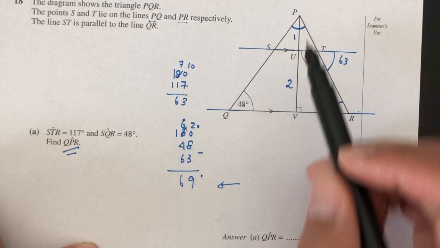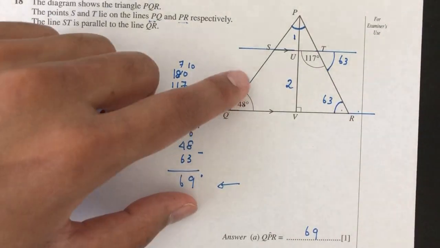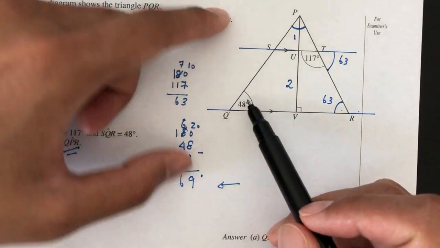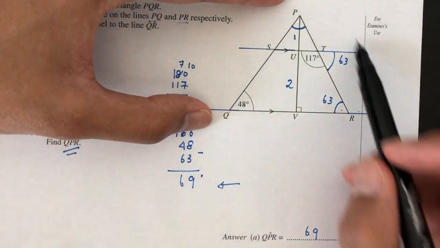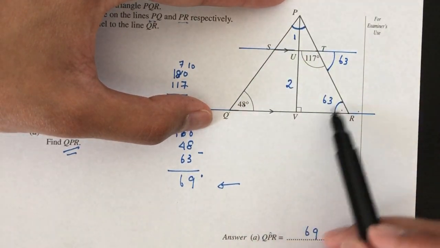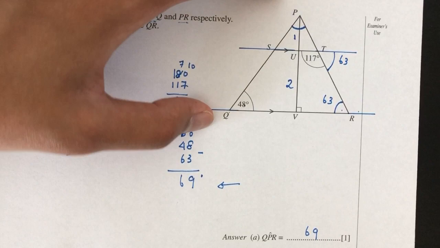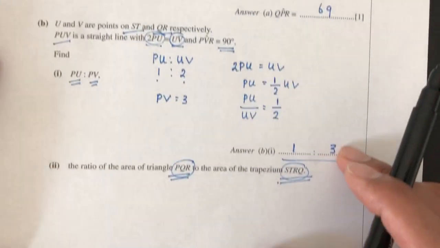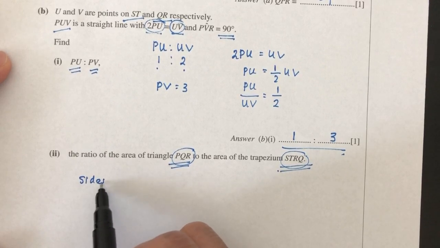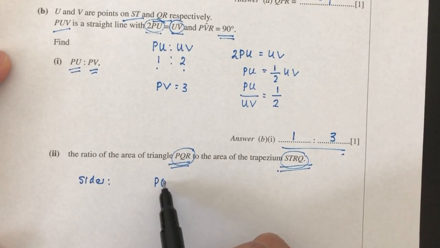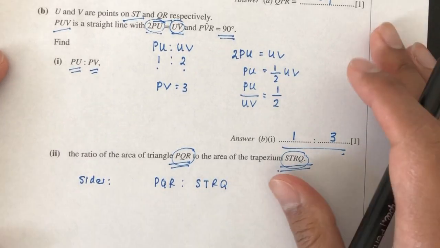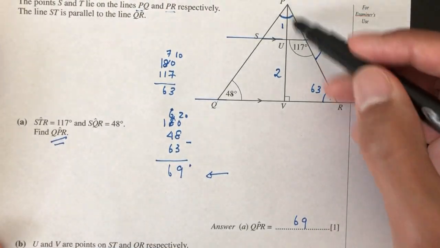So how can we compare this? Let's write this down. How do you find the area of this trapezium? You will first find the area of the big triangle and then minus the area of the small one to find the area of the trapezium, right? I hope that makes sense. So let's first find it sidewise. Let's say we're comparing sides, for example, PQR against STRQ. Let's compare the sides in terms of height, right?